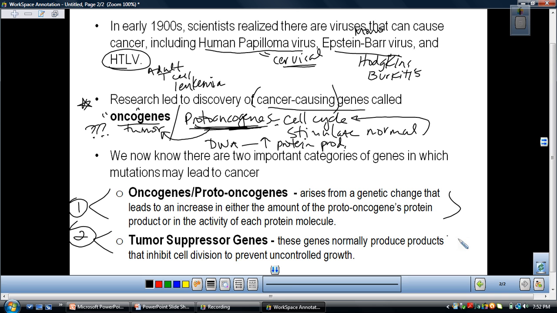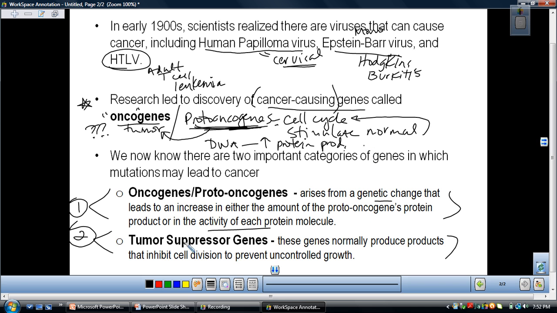Okay, so I wrote a little bit down here. I don't know if you want to push pause and write this down, but I'm just going to go ahead and read it right now. Proto-oncogenes: it comes from a genetic change that leads to an increase in either the amount of the proto-oncogene's protein product or the activity. It's what we mentioned right up here.